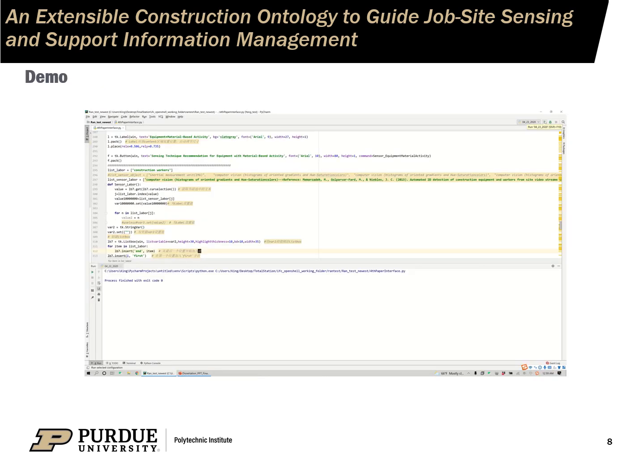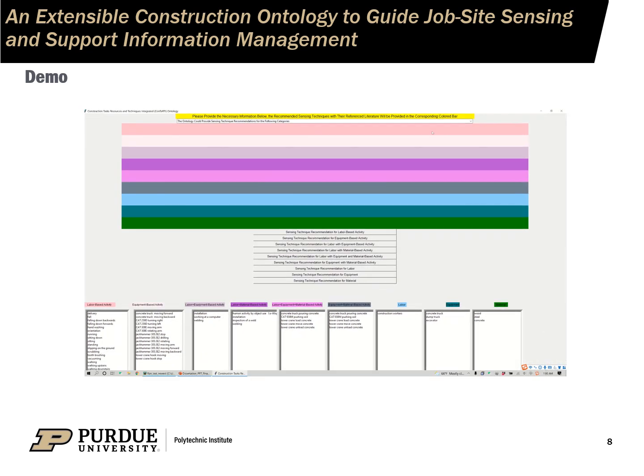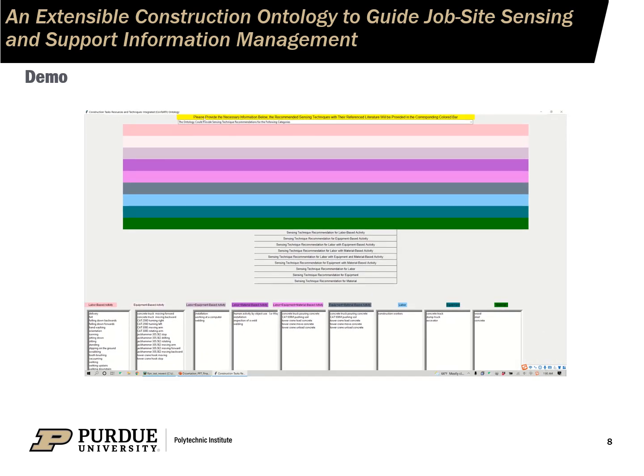Now let me give you a demo of this integrated user-friendly interface. When running the algorithm, it will show you an interface. On top of that, it shows the main contents of this ontology. It shows, please provide the necessary information below. The recommended sensing techniques with their reference literature will be provided in the corresponding colored bar. Then it shows you the different categories included in this ontology.